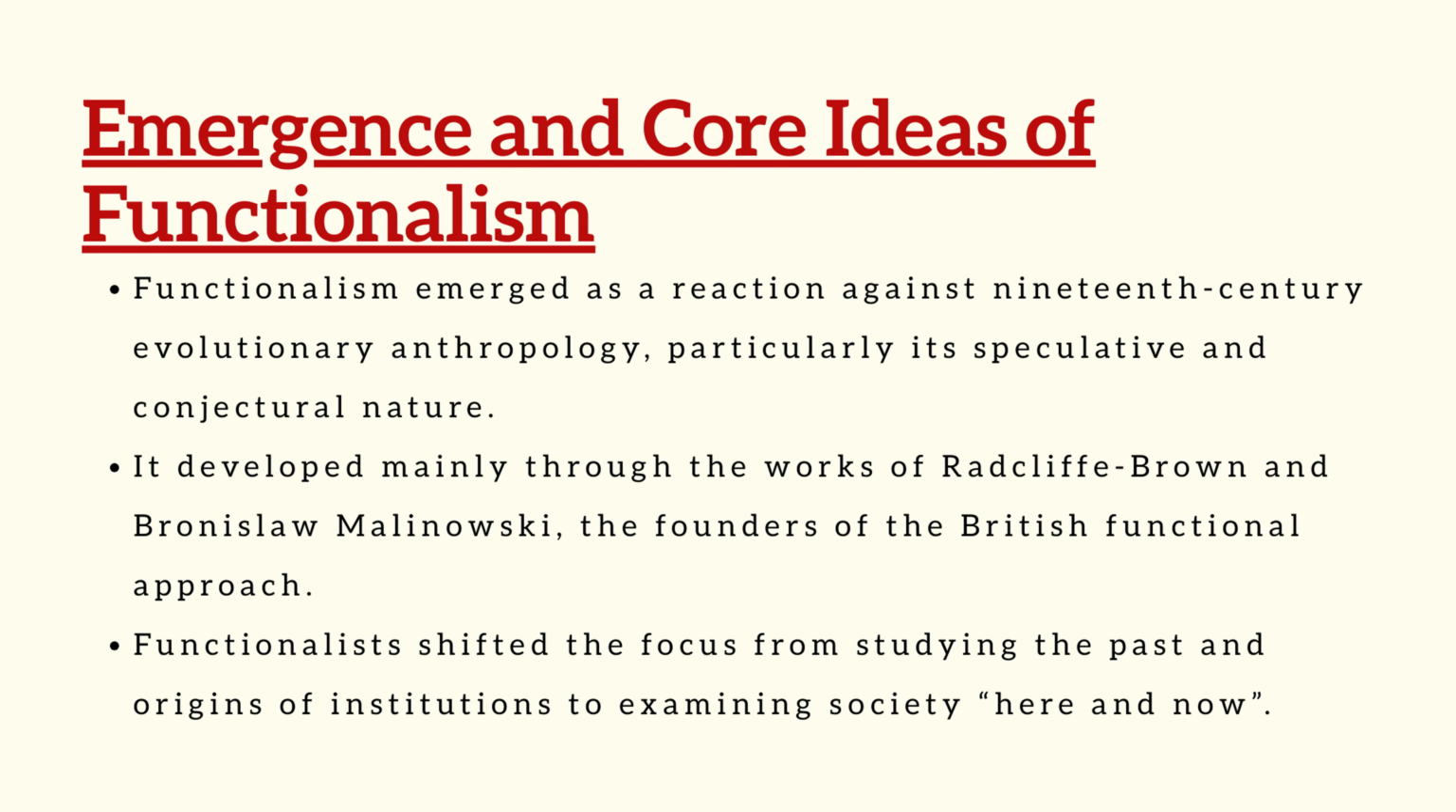To understand functionalism, we must first understand why it emerged and what problems it was reacting against. Functionalism emerged as a reaction to 19th century evolutionary anthropology. Early anthropologists believed that all societies pass through the same fixed stages of evolution, from primitive to civilized. However, their work was highly speculative and conjectural. They often constructed theories about ancient societies without direct evidence, relying on imagination rather than observation.